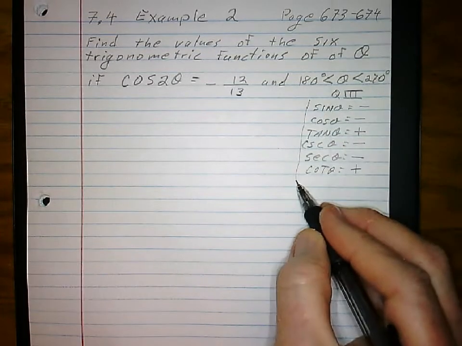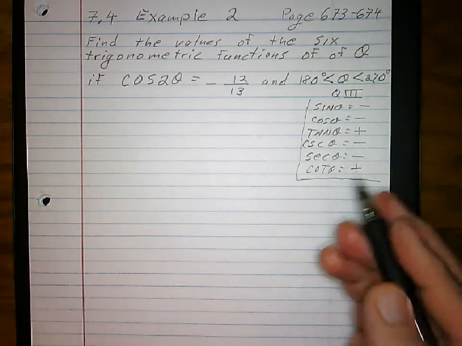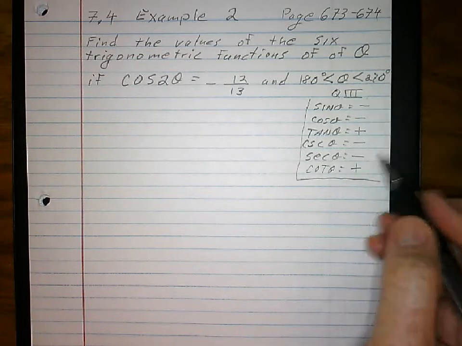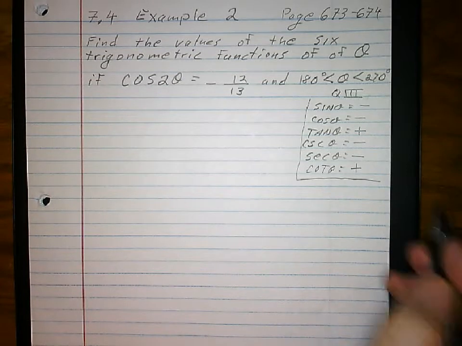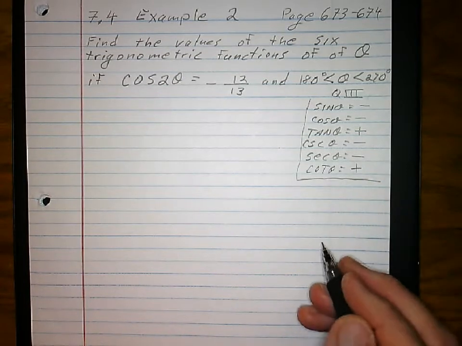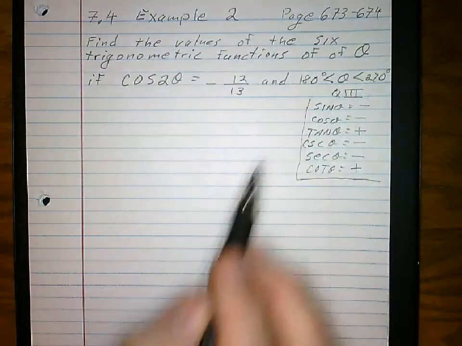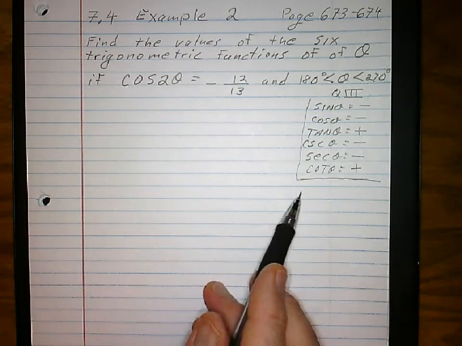So before I do anything else, I mentally do this in my head, and for you guys, you ought to actually write this down. That way your answers will have the correct sign. I mean, that's half the battle, making sure you have the correct sign for your answers. So we need to find 6 answers here. We're not given any of these.